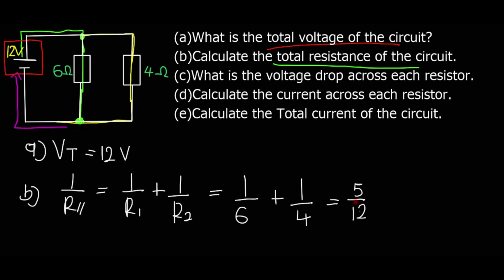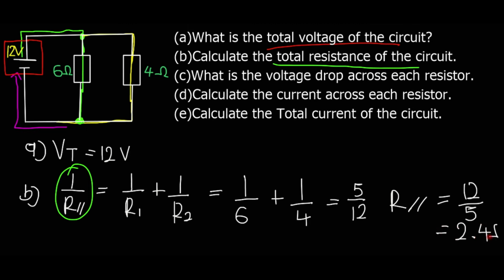But we want R parallel, not 1 over R parallel. So we will do the inverse, we will flip this number. Therefore R parallel will be 12 over 5, and then 12 over 5 is 2.4. So we have 2.4 ohms, which is the unit of resistors. So our R parallel is the R total, 2.4 ohms.